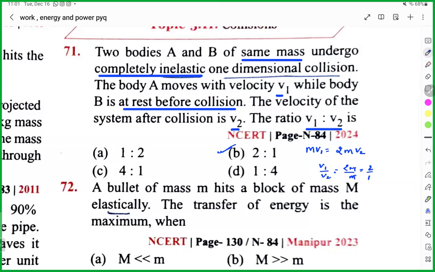Direct application of the linear momentum formula: m1, which is m, times u1, which is v1 given here, plus m2, which is m, times u2, which is 0, is equal to, because it is a perfectly inelastic collision, (m1 plus m2) times the common velocity. m1 plus m2 is equal to 2m. m will be cancelled out. v1 by v2 will be 2 by 1. Done. Tell me, does it take very long time?